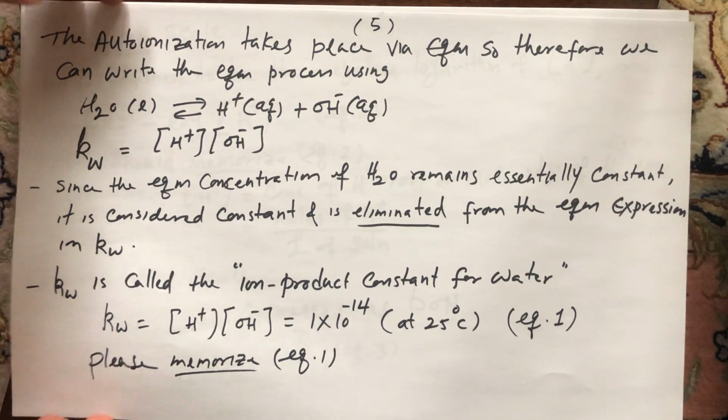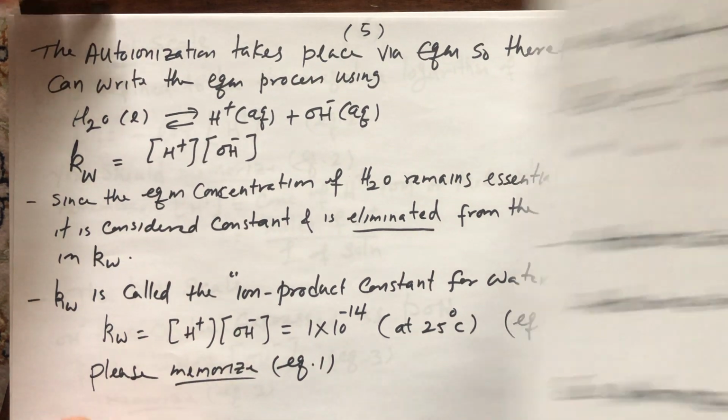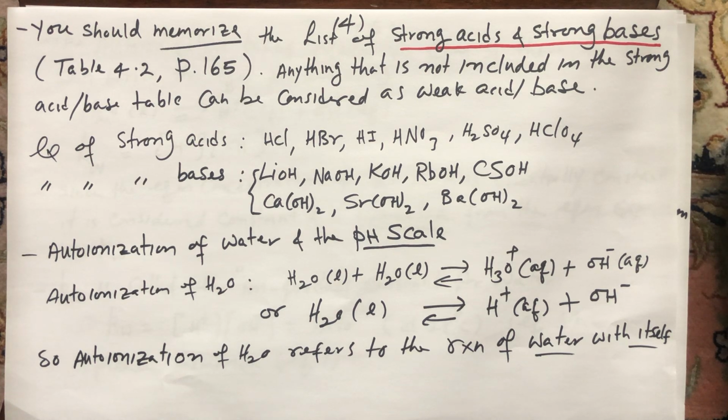Now, let's move to the next slide. Actually, I think the next slide is going to be this one right here. Okay, so now one thing that I'm asking you to do is to memorize the list of strong acids and strong bases. It's very important to know the list of strong acids and strong bases. Now, there's a table on page 165 in your textbook, table 4.2, which gives you the list of strong acids and bases, and I'm going to summarize that for you here.